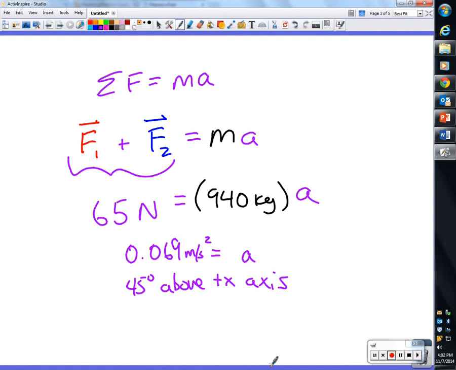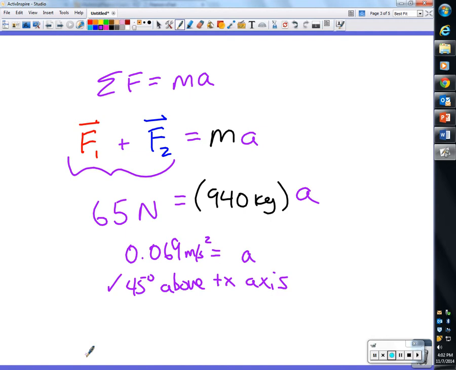Just like we did in chapter 4. If it asks us for a vector quantity, we have to give both magnitude and direction. The number is the magnitude. It's not positive or negative because it's not on an individual axis. This takes care of the direction. So we're taking those concepts of net force and how it affects acceleration and just applying it to two dimensions.